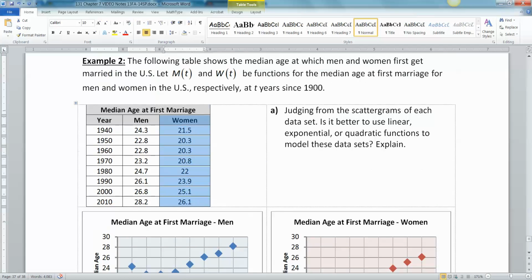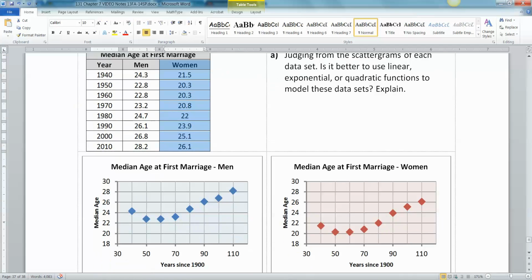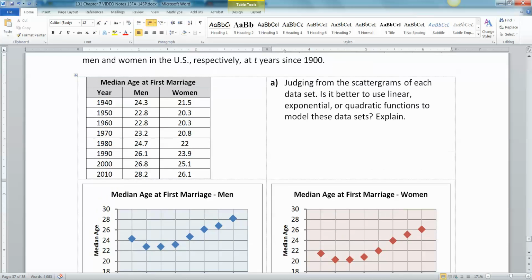And then here are the two scatter plots. There's the median age at first marriage for men. Here's the median age at first marriage for women. And these are the various years. So judging from the scattergrams for each of these data sets, would it be best to use linear, exponential, or quadratic functions to model these data? Well, rather obviously quadratic, right?